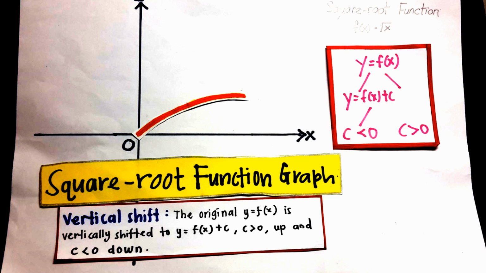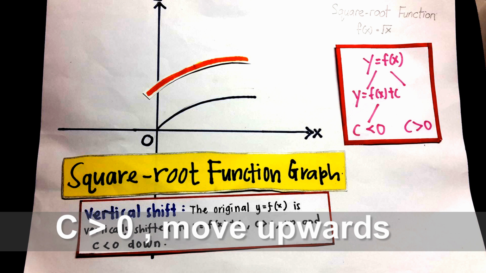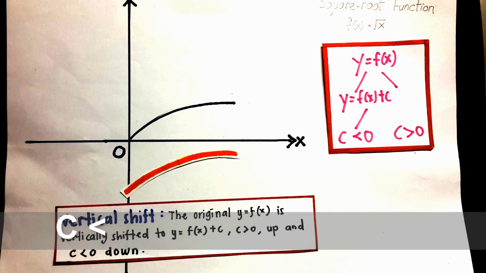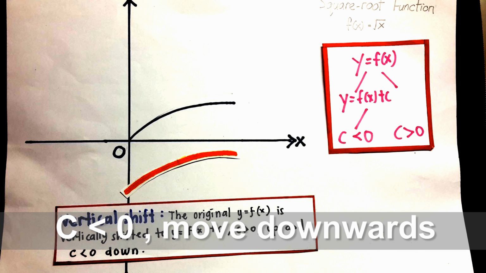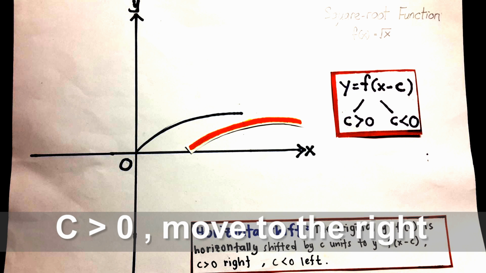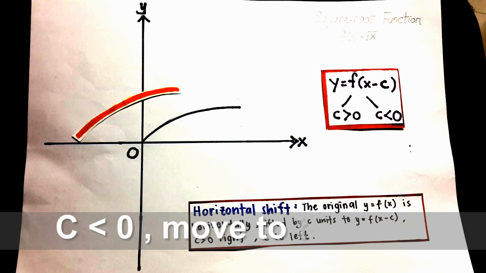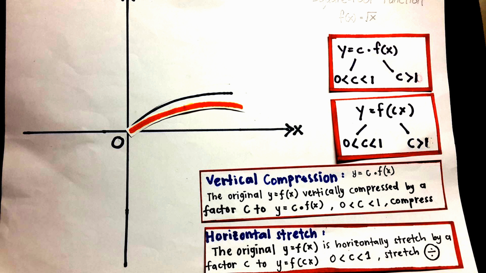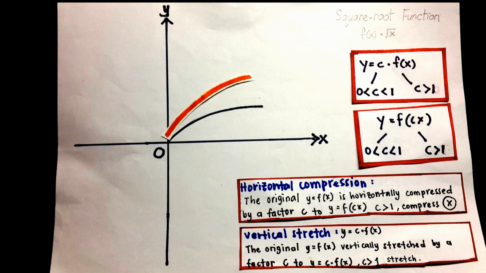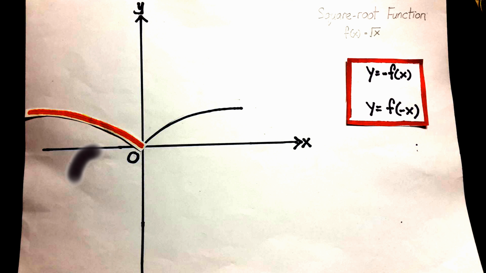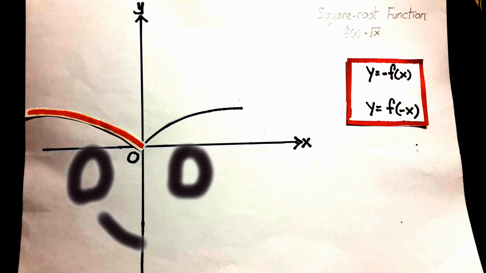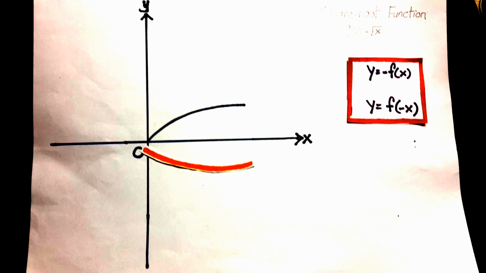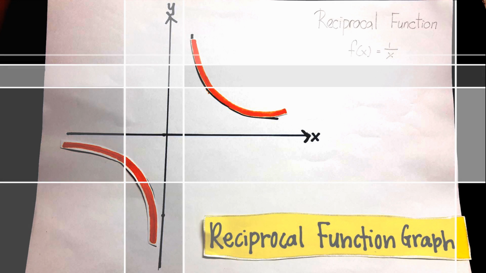In vertical shift and horizontal shift, it's still the same. Everything just repeats again. In this part, just imagine you horizontally stretch the graph down, while for the other one, you imagine you vertically stretch the graph up. In reflection, it's like an eyebrow, okay? While in x-axis reflection, it's like this. Just remember it. Our next one is reciprocal function graph.